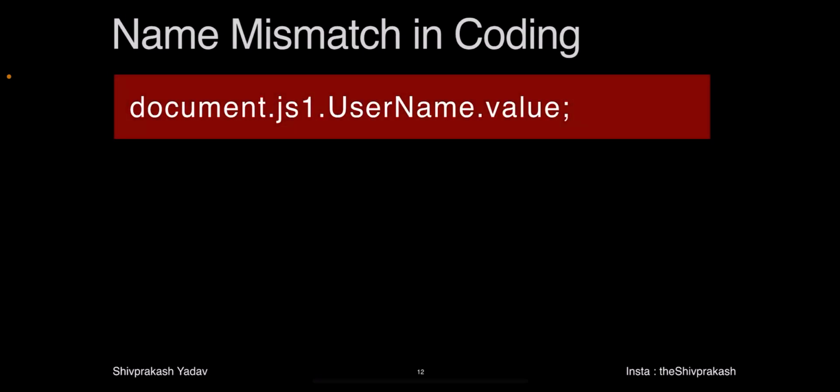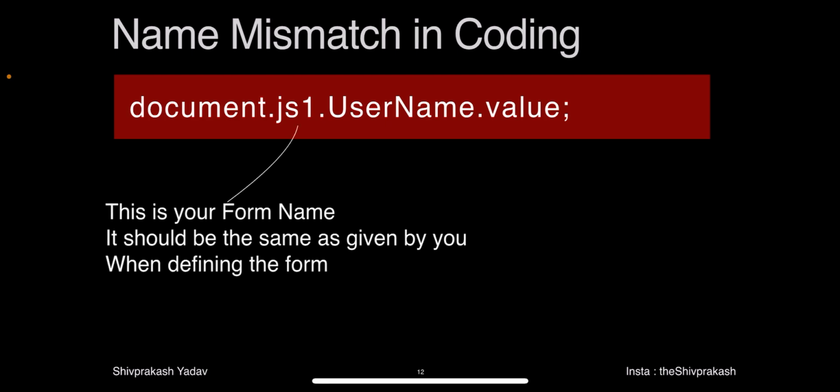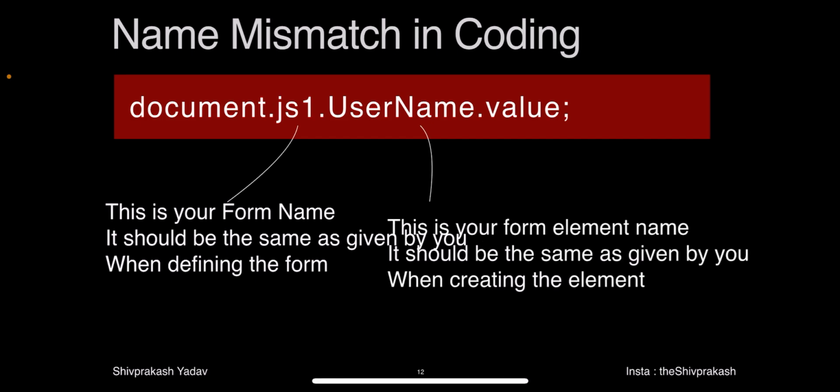Then we have naming mismatch in coding. Okay, so now this is the coding for getting the username value. Now here what is JS1? Okay, in our book JS1 is given. So this is your form name actually. It should be the same as given by you when defining the form. So JS1 is given by the textbook, but while you are doing the practical, you will give some other name. So that name should be here. What is this username here? This is your form element name. Okay, it should be the same as given by you when creating the element. So in short, whatever is user defined, that should match with what you have given while defining your form.